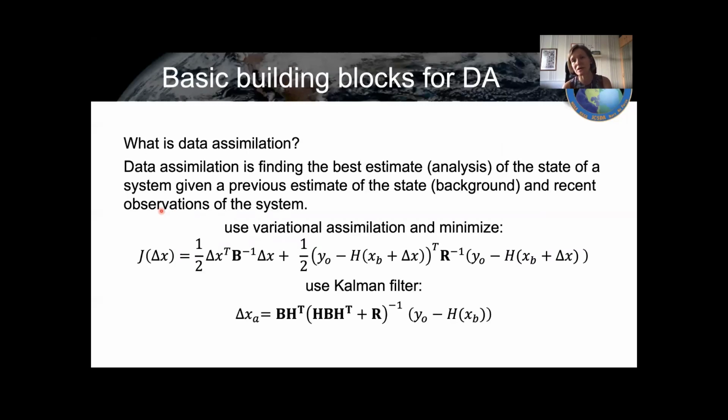So to illustrate this, I thought it would be good to look at a few equations that are commonly used in DA and just show which of the entities in those equations are which classes or abstract interfaces in OOPS. So what is DA? We are aiming at finding the best estimate, or analysis, of the state of a system, given the previous estimate of the state, or the background, and the recent observations. And if we're doing Gaussian DA, we could use variational assimilation and minimize some sort of cost function. This is just one example of how it could look. Or we could use a Kalman filter and compute the update using this equation.